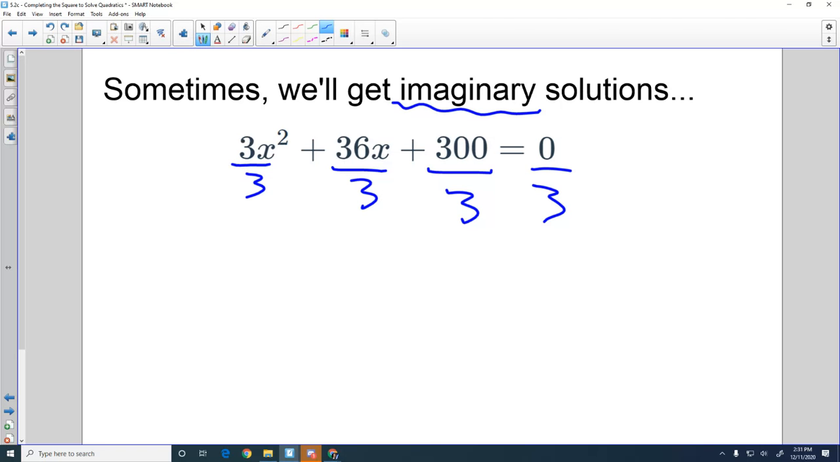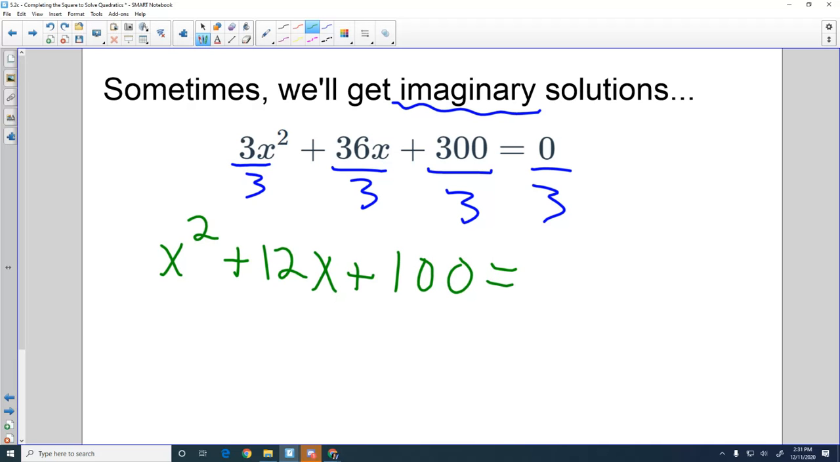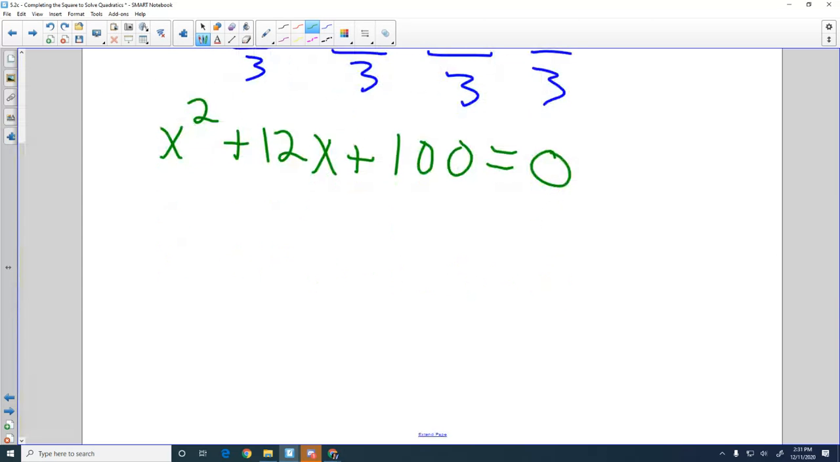x squared plus 12x plus, did you say 300 divided by 3 is 10? No? What is it? Carlos, what is it? 100. What's 0 divided by 3? 0. Nailed it. Subtract the 100. x squared plus 12x equals negative 100.